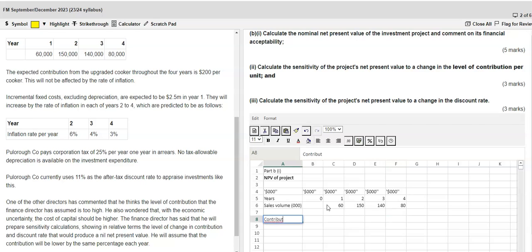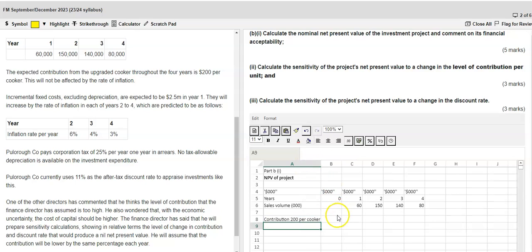Contribution. It is 200 per cooker. 60 into 200. And then 60 into 200, into 150, 200 into 140. Control C, copy into the next cell. Okay.